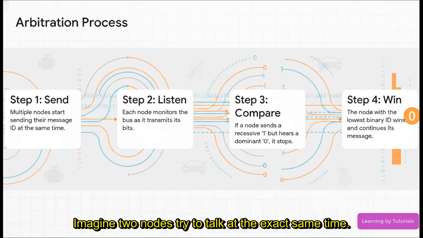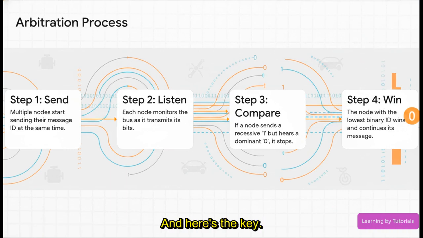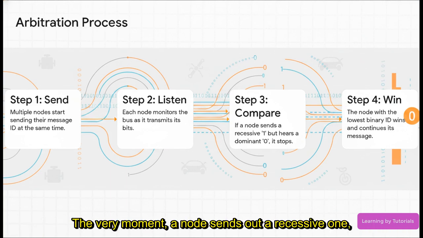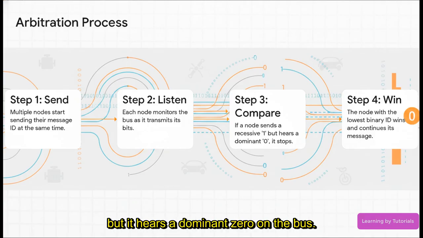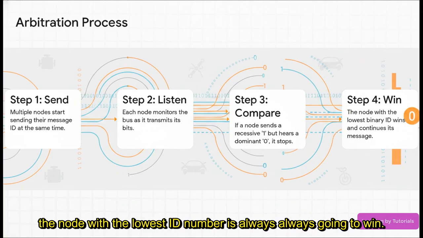Here's how it plays out. Imagine two nodes try to talk at the exact same time. They both start broadcasting their message's ID number one bit at a time. And here's the key. As they're sending, they're also listening. The very moment a node sends out a recessive 1, but it hears a dominant 0 on the bus, it knows it just lost. It immediately shuts up and just listens. And since 0 is dominant and lower numbers in binary start with more zeros, the node with the lowest ID number is always going to win.